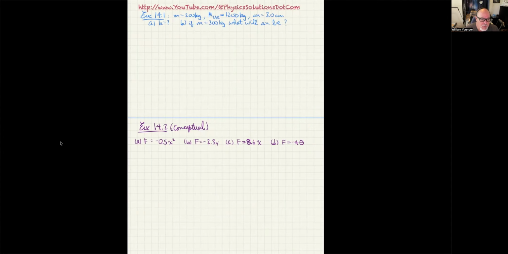Example 14.1 says car springs. When a family of four with a total mass of 200 kilograms steps into their 1,200 kilogram car, the car's springs compress 3.0 centimeters. See chapter opening photo. A, what is the spring constant of the car's springs, assuming they act as a single spring? And B, how far will the car lower if loaded with 300 kilograms rather than 200 kilograms? So that's the two questions.